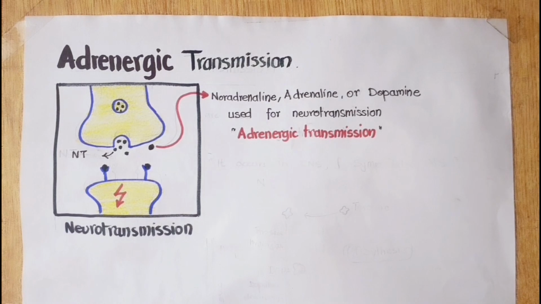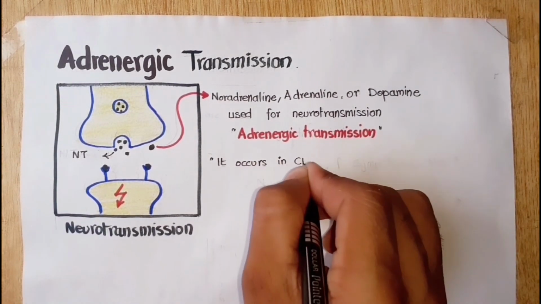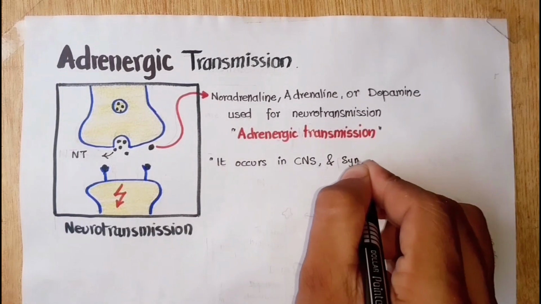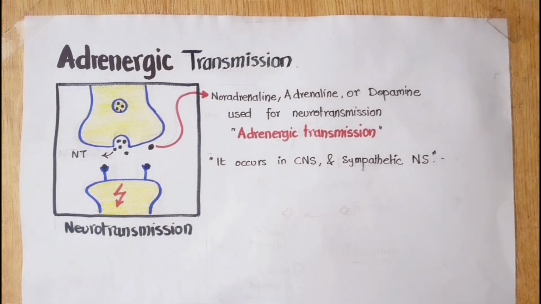These three neurotransmitters are called catecholamines. This type of neurotransmission occurs in the CNS and in the sympathetic nervous system. But here, we will mainly focus on noradrenergic neurotransmission.